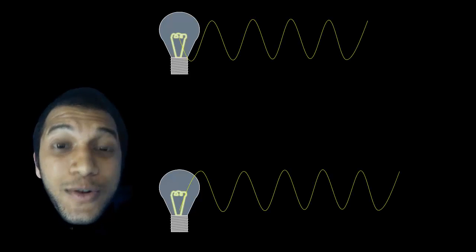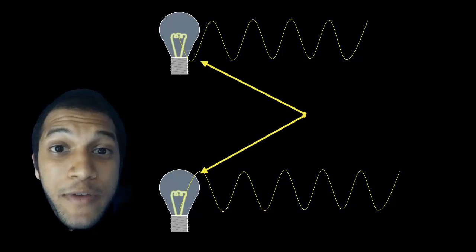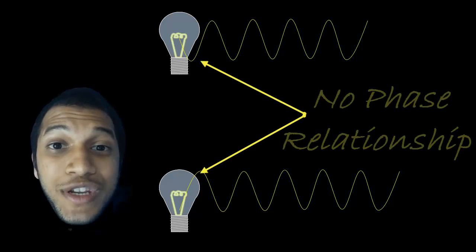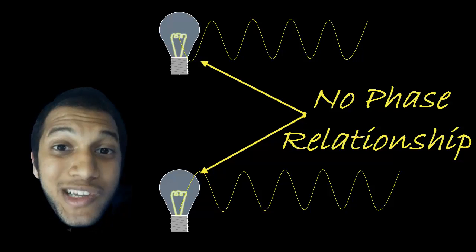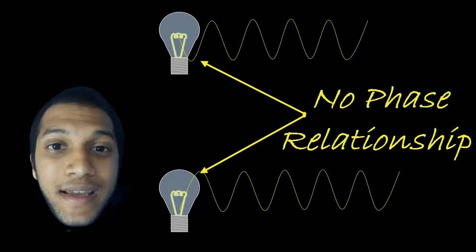Can I just take two light bulbs and do that? No, not possible, because we need coherent sources. So that's what we saw, right? The two sources were giving out the same frequency and they were having a constant phase relationship. And one was cresting, the other one was also cresting. They had a phase lock, I can say.